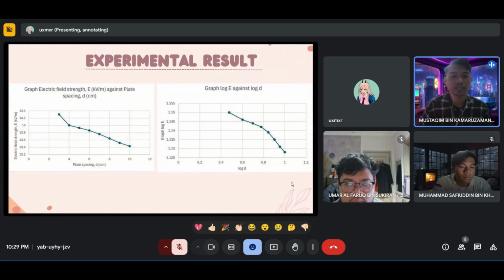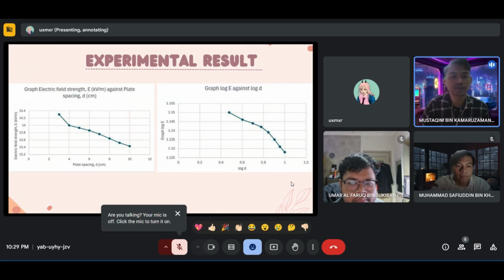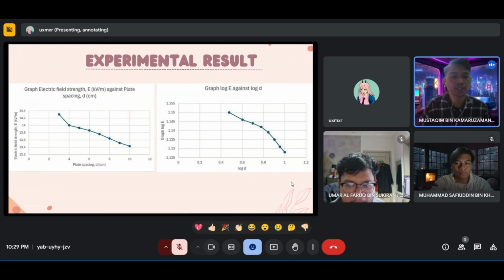So here is the graph of our experimental result. Firstly is the graph of electric field strength E in the unit of kilovolt per meter against the plate spacing D in the unit of centimeter. From our experiment in the lab, we are just setting the value of the plate spacing D, and the result of the manipulated value we get is the electric field strength. So the manipulated variable is the plate spacing, and the responding variable is the electric field strength E in the unit of kilovolt per meter.